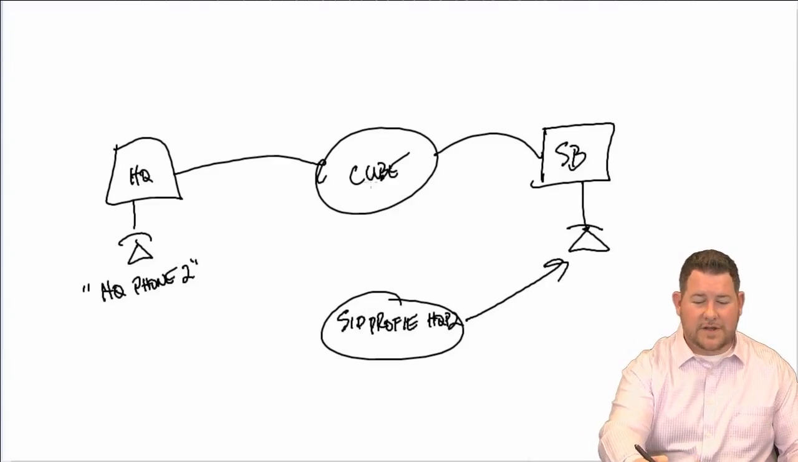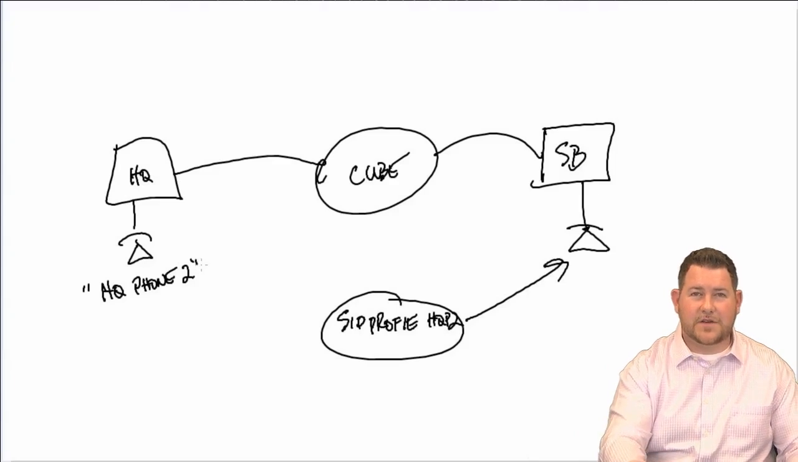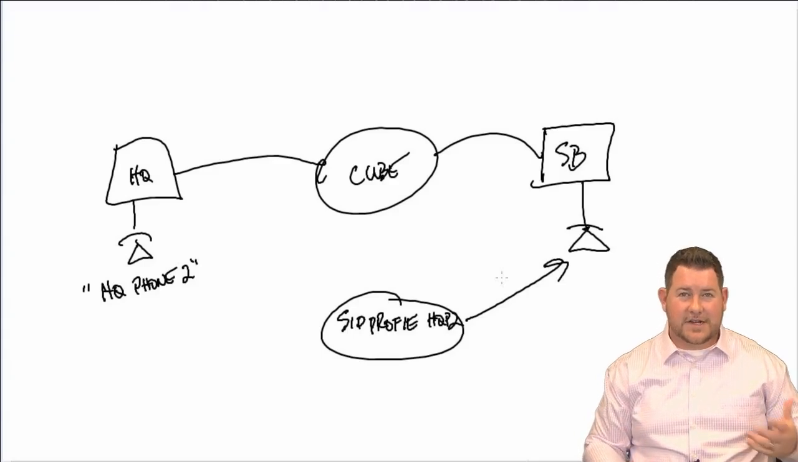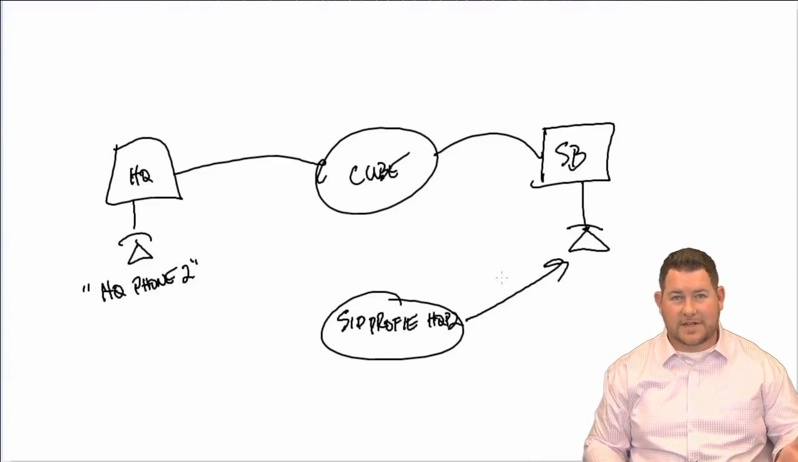As it's received here, we're going to receive the name as HQ phone 2. It's not going to change what was received. It can't change that. It can't modify anything that it's already gotten.